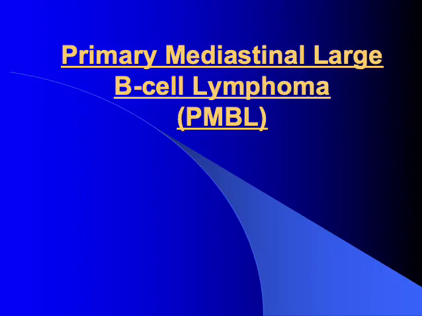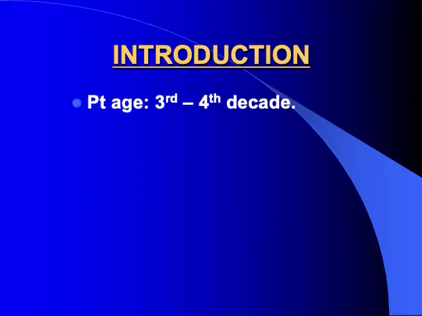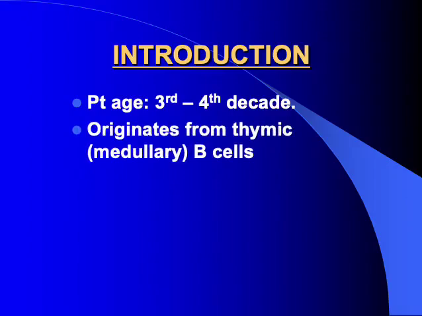Another type of B-cell lymphoma is primary mediastinal large B-cell lymphoma. Primary mediastinal large B-cell lymphoma is a unique type of diffuse large B-cell lymphoma, unique in its presentation and treatment. So it differs from the classic diffuse large B-cell lymphoma. It occurs during the third and fourth decade of life. It originates from thymic medullary B cells. It is characterized by superior vena cava syndrome and obstructive airway symptoms.